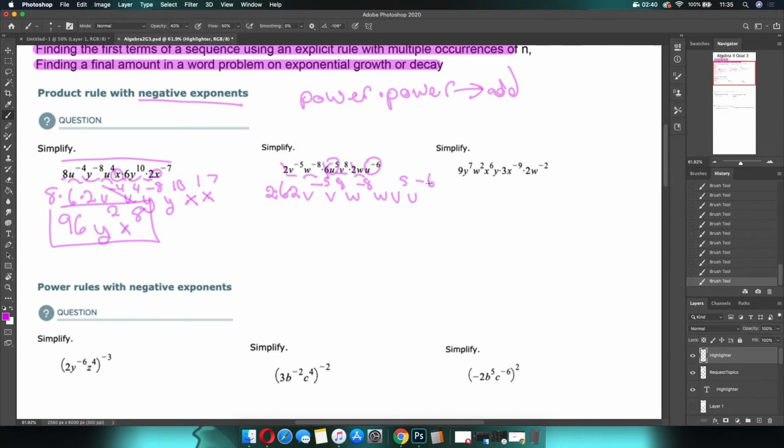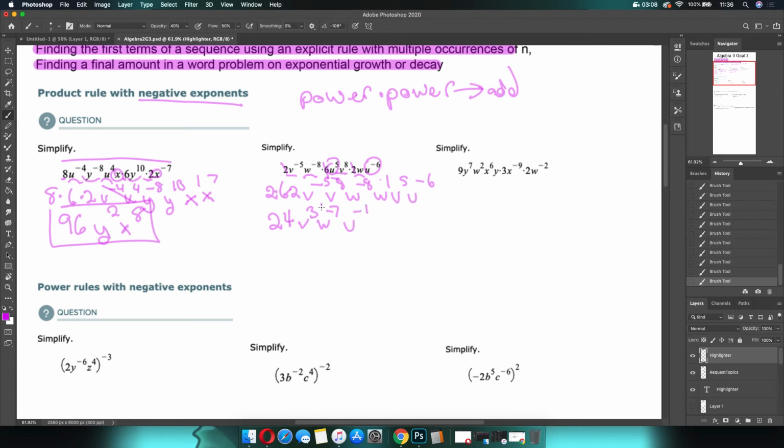2 times 6 times 2 is 24. v to the negative 5th times v to the 8th is v to the negative 5 plus 8, which is v to the 3rd. Then w to the negative 8 and w to the 1, so that's negative 8 plus 1, which is w to the negative 7th. And then u to the 5th and u to the negative 6 is u to the 5 minus 6, which is negative 1.